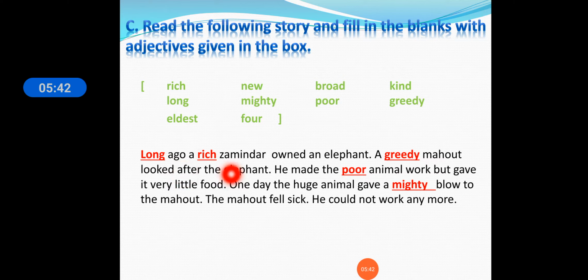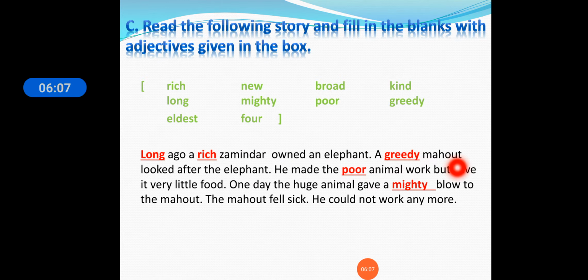Long ago a rich zamindar owned an elephant. So, zamindar means who generally is a landlord who owns a land. Okay. So, there long ago means long time ago a rich zamindar has an elephant. Okay. Owned means he has an elephant. So, long and rich are the adjectives here.